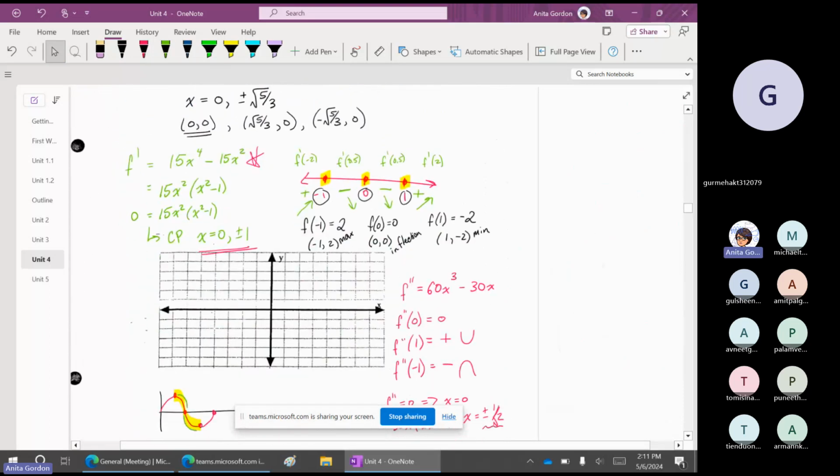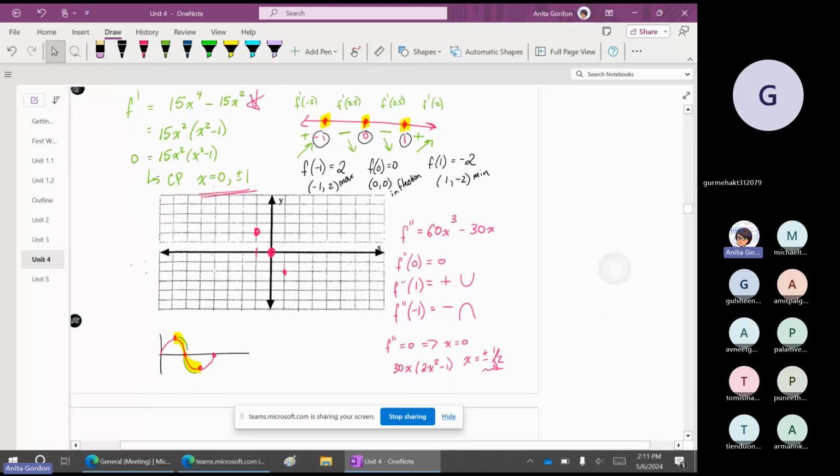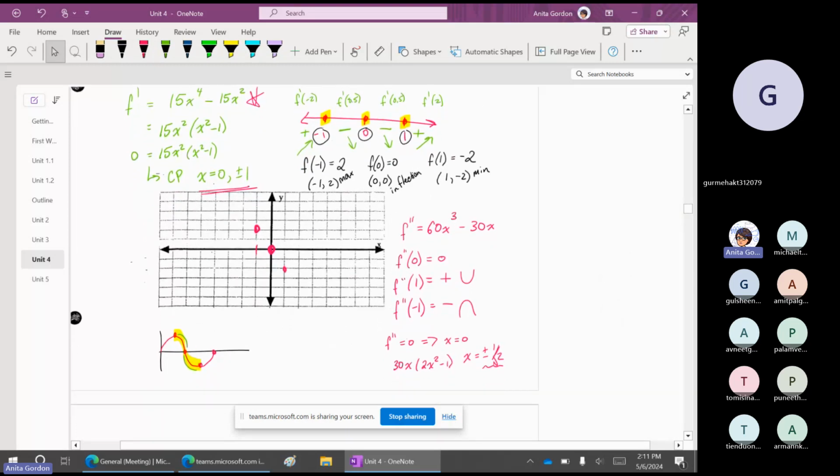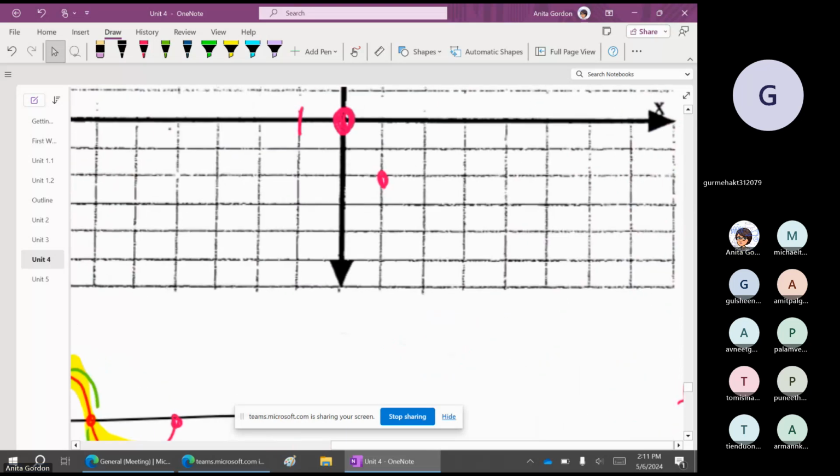So let's take a look. At -1, we have a max of 2. At 0, 0, we have an inflection. At 1, -2, we have a minimum. And before and after that, we are increasing, decreasing, and whatever. But notice also that we have an inflection at positive and negative 1 over root 2.